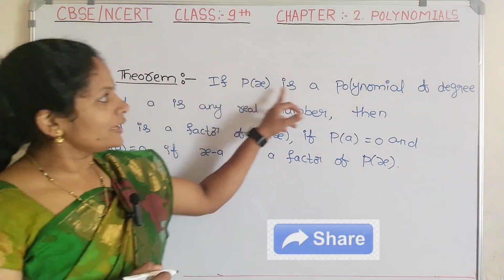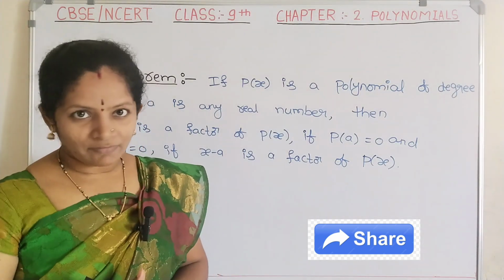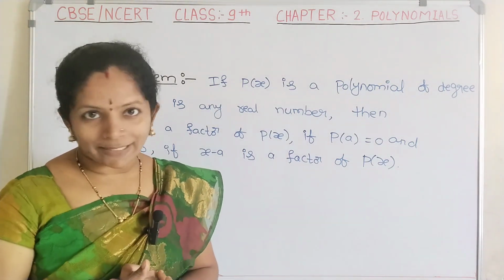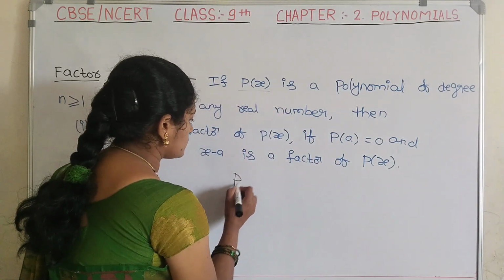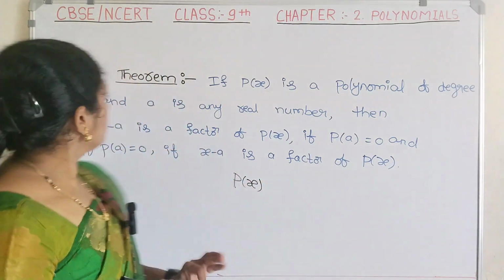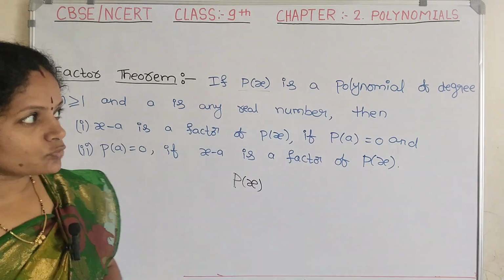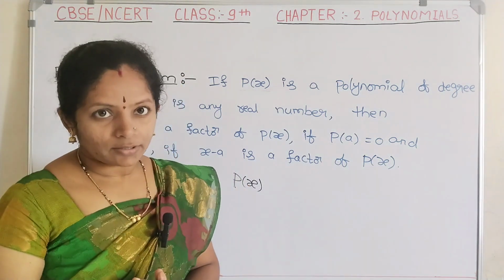If p of x is a polynomial, as in the introduction part we discussed, any polynomial can be denoted with p of x, of degree n greater than or equal to 1. What is meant by degree? The highest power of that polynomial, right?